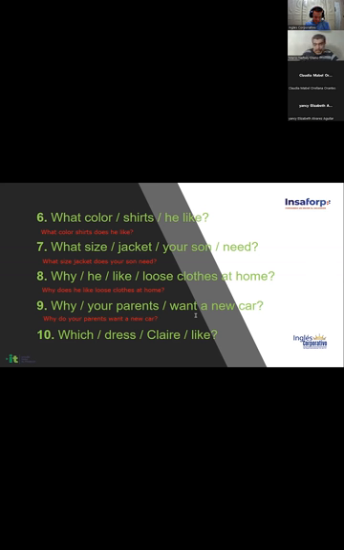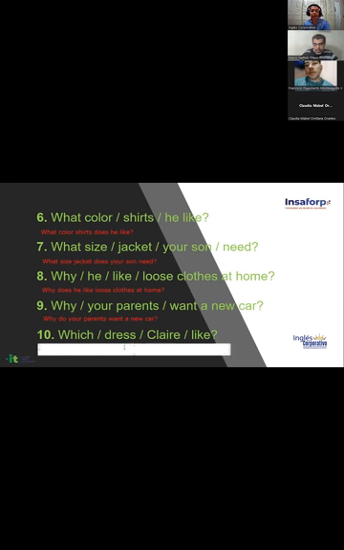Okay, let me see. Dago, can you help me with the number 10, please? Which dress? ¿Cuál vestido, right? Which dress? Does Claire like? Notice that it's not likes, it's like, right? Okay. Nice.